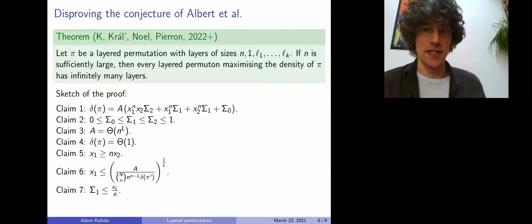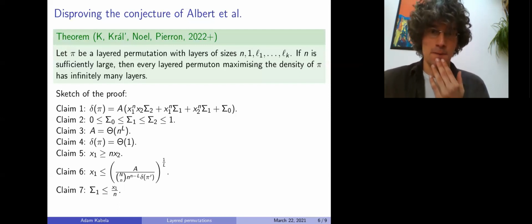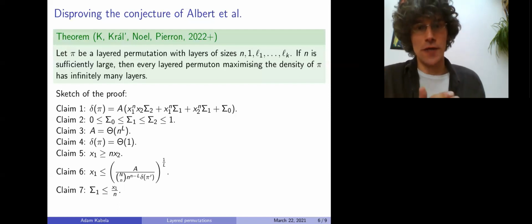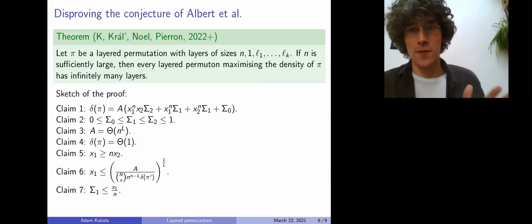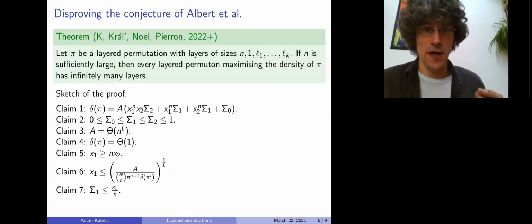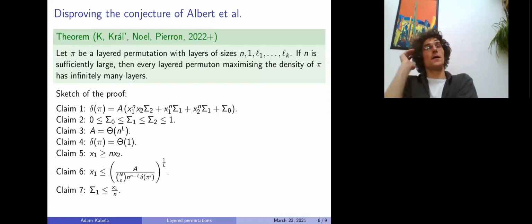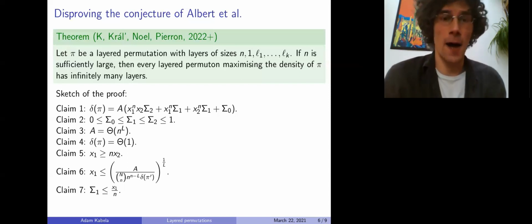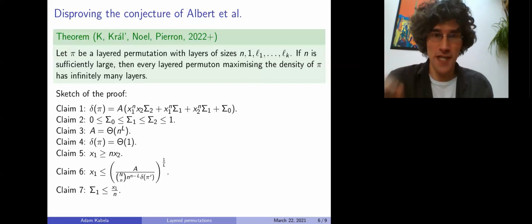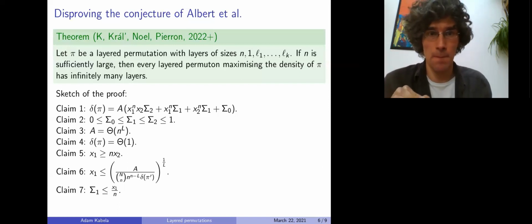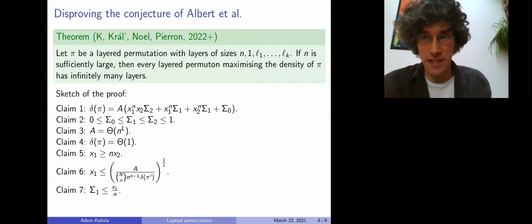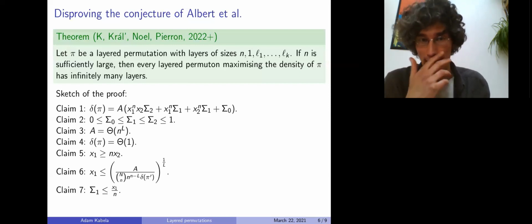And that's the desired contradiction, right? So for starters, we suppose that there is a layered permutation maximizing the density having finitely many layers. And now we get the contradiction. So for the sake of simplicity, we only argued that there exists sufficiently large n.